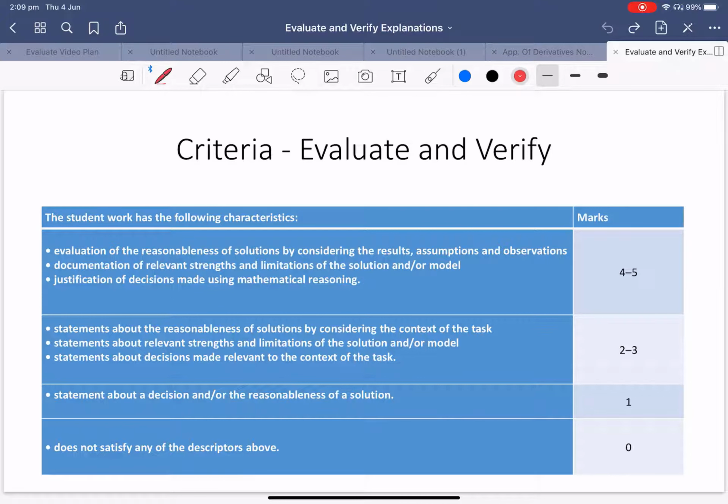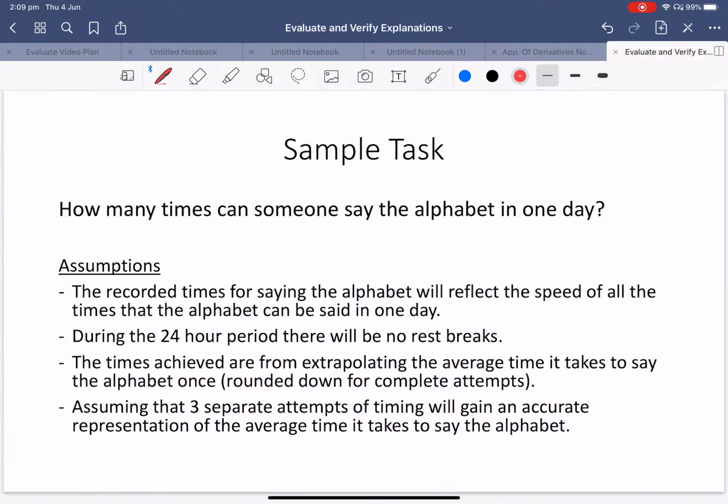Okay, so what we're going to do is we'll address these top two criteria here, see what the differences between them are, and about how we can best approach our task to ensure from the beginning how we can really set ourselves up to a good evaluation and verification of our results. All right, so we'll start with a sample task.